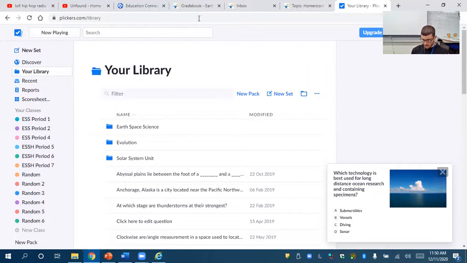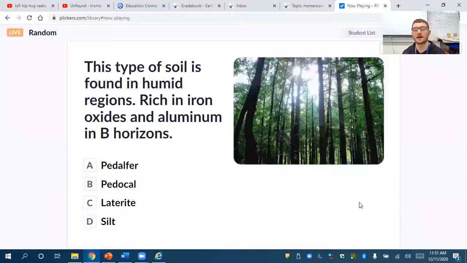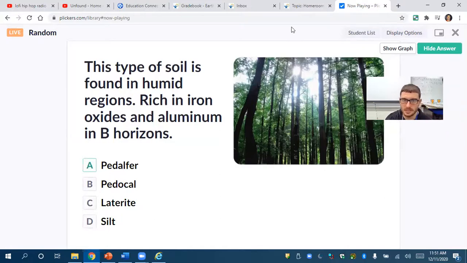All right. So our question for today, after what we just discussed, is this one. This type of soil is found in humid regions rich in iron oxides and aluminum in B horizons. Is it A, pedalfer, B, pedicle, C, laterite, or D, silt? Take a moment to think about it. Give it your best guess. Pause the video. And the answer, guys, is going to be pedalfer, letter A. Again, found in humid regions like here in Florida, it is going to be pedalfer.